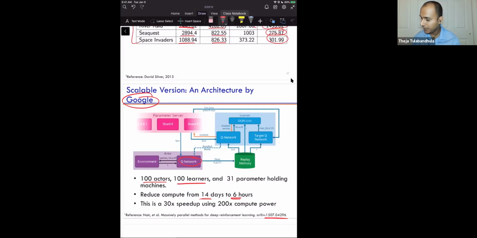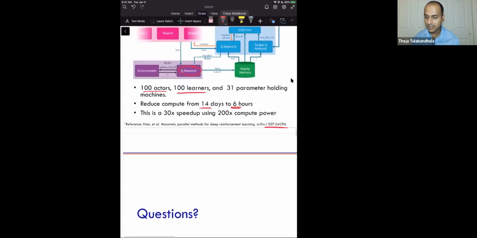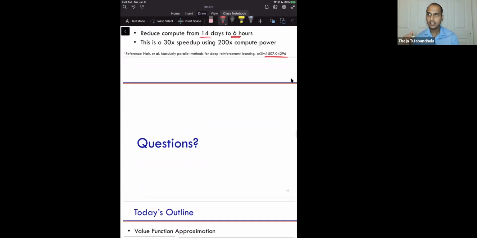Okay, so any questions about DQN? There was basically only function approximation, then target freezing and replay buffer or replay memory.